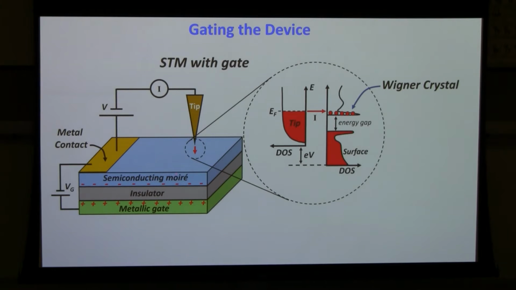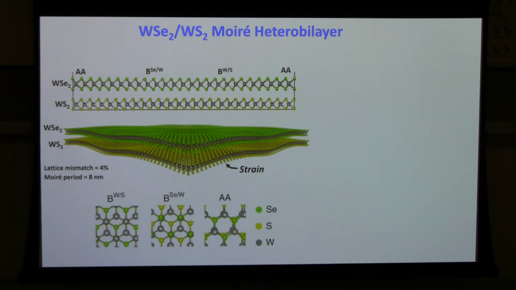The semiconducting moire system that we used was this. We took a single layer of tungsten diselenide and we stuck it on top of a single layer of tungsten disulfide. Why did we pick that combination? Because that's what everyone else did. All right, it worked for them, hopefully it worked for us. If you do that, then you have a 4% lattice mismatch between these two materials, and they form a moire structure, as you can see here.